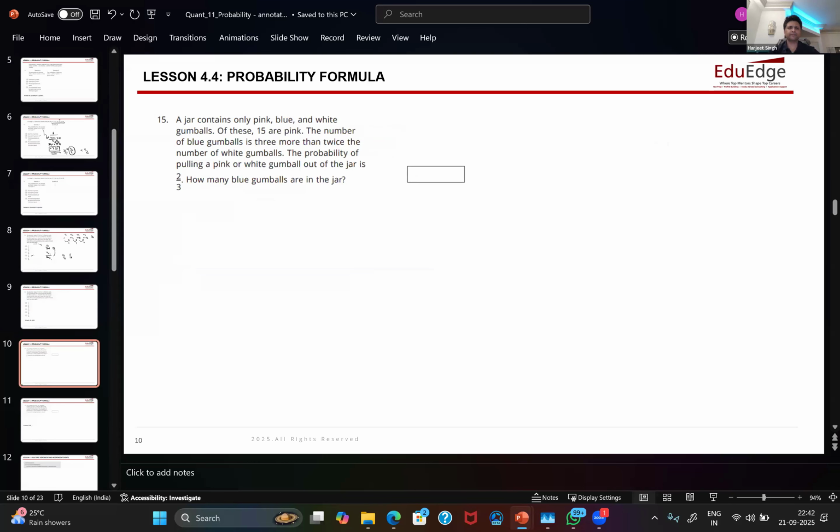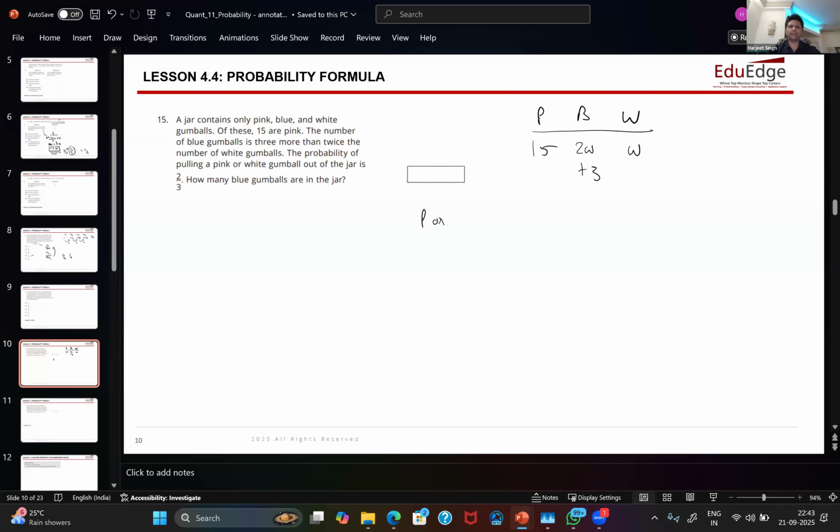Next. A jar contains pink, blue, and white gumballs. 15 are pink. Okay. The number of blue is 3 more than twice the number of white. Twice the number of white plus 3 is blue, correct? Yeah, 3 more than twice the number of white. Okay. The probability of pulling a pink or a white gumball out of the jar is 2 by 3.